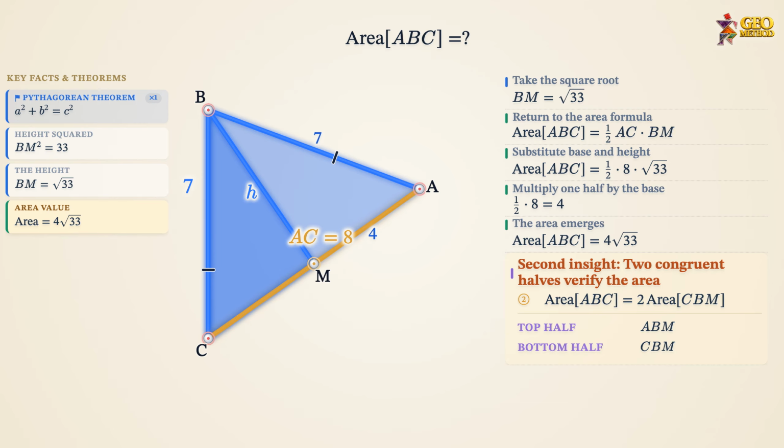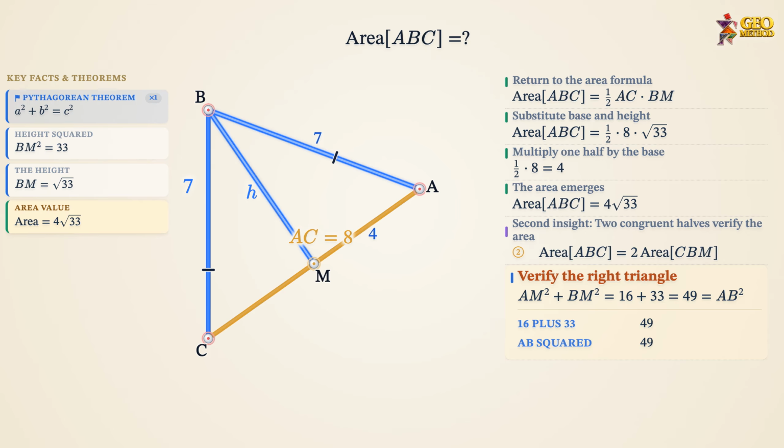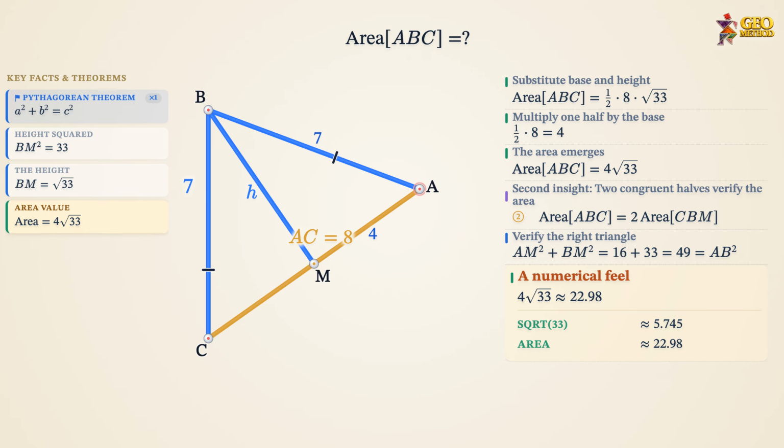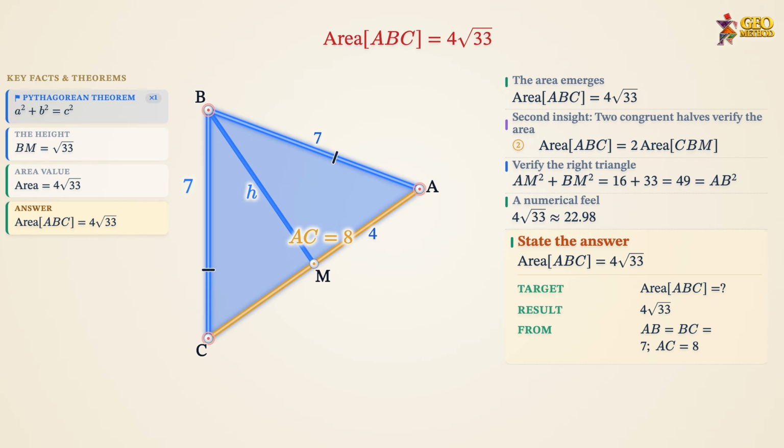A second insight now finishes the structure. Two congruent halves. Check the area. Checking the legs, 4 squared plus the height squared is 16 plus 33, which is 49. Exactly 7 squared. The height is fully consistent with the given side 7. For a sense of size, the square root of 33 is about 5.7, so the area is roughly 23 square units, a believable size for this triangle. So the answer is 4 square root of 33.